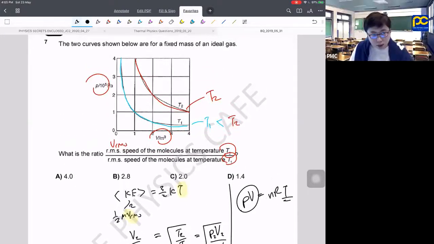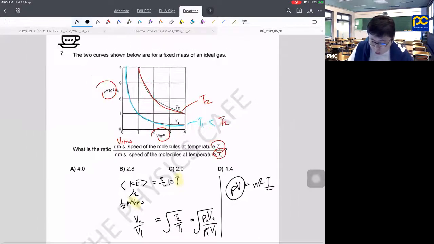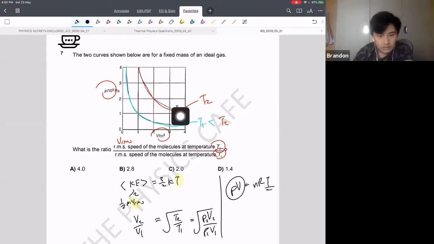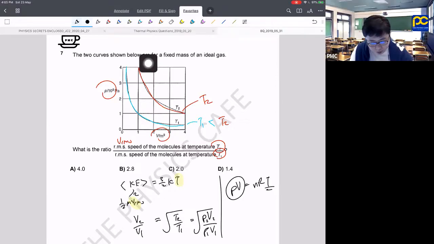You decide, right, Brandon? You tell me which one you want to use, okay? Because any point is possible, right? For this graph here, which one do you want to use? Which point? What's the PV? The one where V equals 1. Okay, so what would be PV?